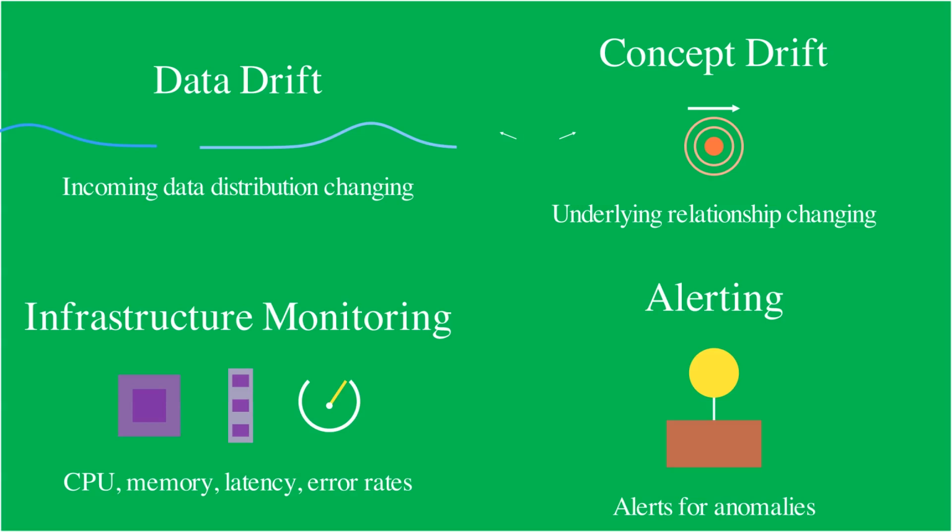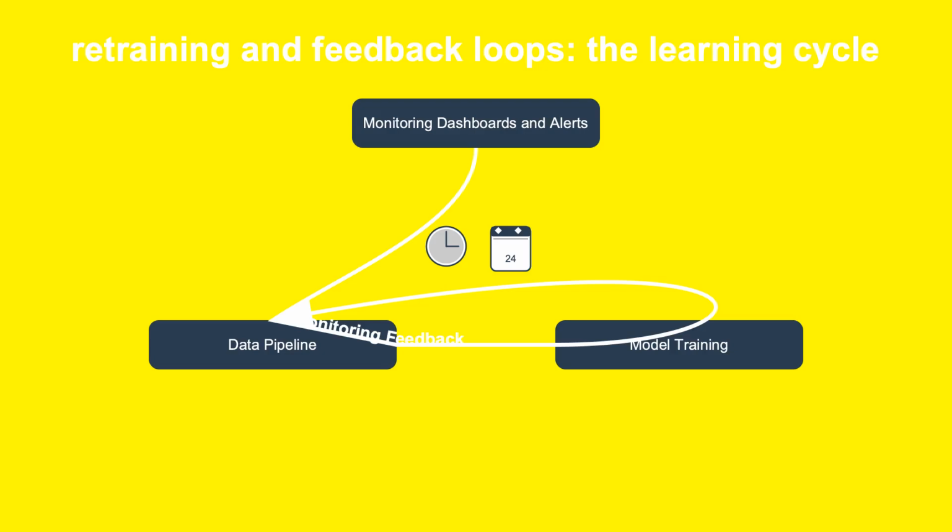Concept drift. Is the underlying relationship between inputs and outputs changing? For example, what constitutes fraud evolves. Infrastructure monitoring: CPU, memory, latency, error rates of your serving infrastructure. Alerting. Setting up alerts for anomalies in any of these metrics. ML systems are not set it and forget it. They need to learn and adapt.